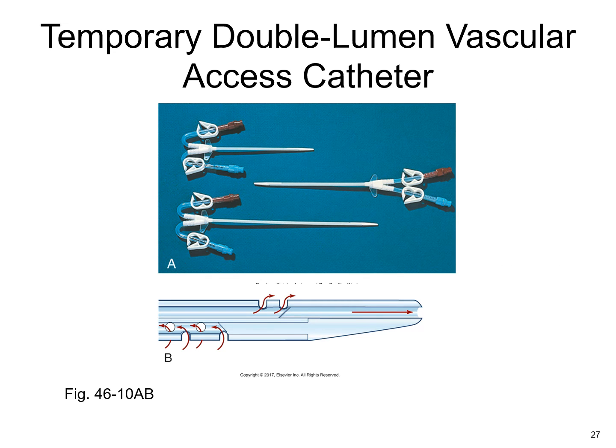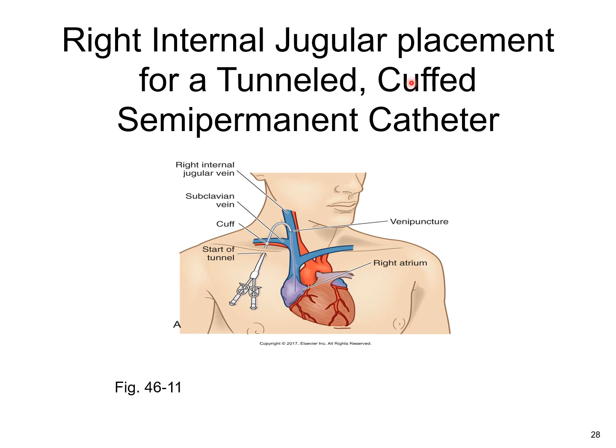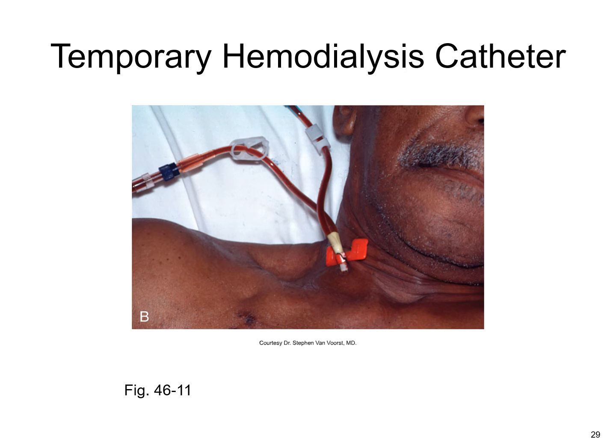So this is what they may look like. This is a right internal jugular placement for a tunneled, cuffed, semi-permanent catheter. Here it is. This is where it starts, and then they have the two ports here. One would be removing blood, going to the dialysis machine, and the other one would be returning blood back. All right, so very risky because it's right there in the right atrium. So here you go, picture.